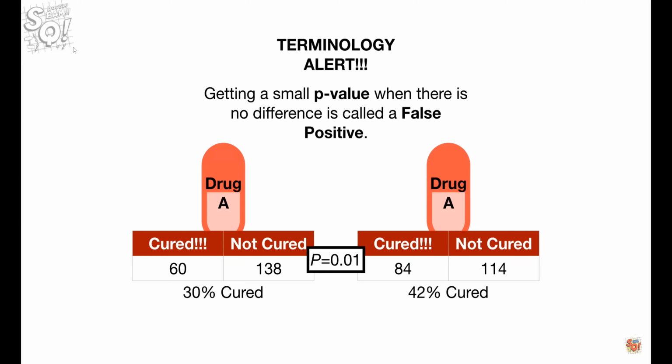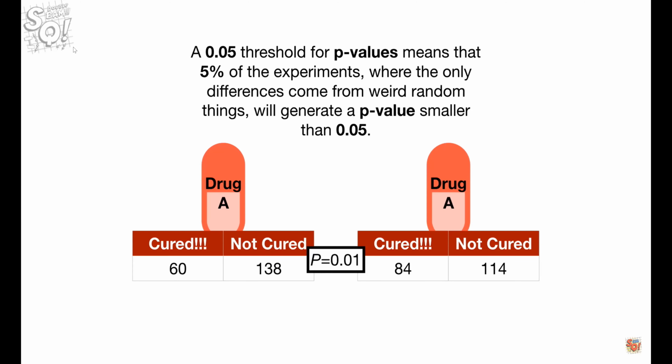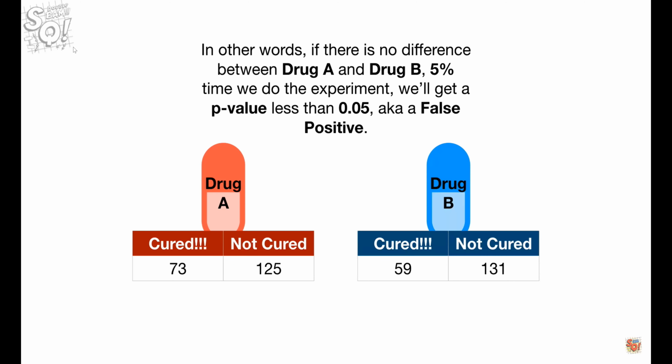Getting a small p-value when there is no difference is called a false positive. A 0.05 threshold for p-values means that 5% of the experiments, where the only differences come from weird random things, will generate a p-value smaller than 0.05. In other words, if there is no difference between drug A and drug B, 5% of the time we do the experiment, we will get a p-value less than 0.05, aka a false positive.